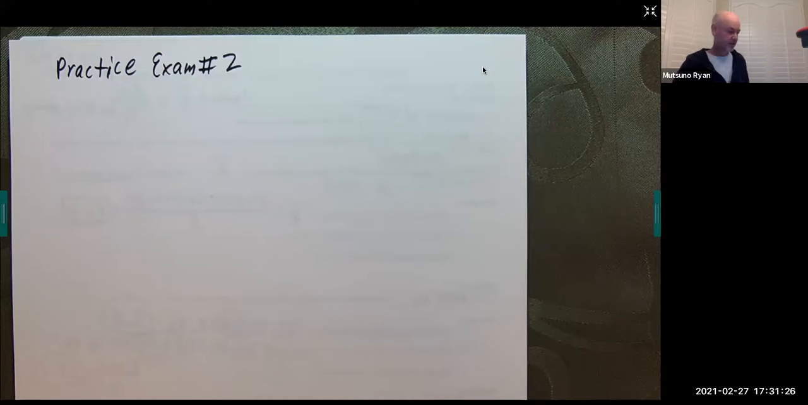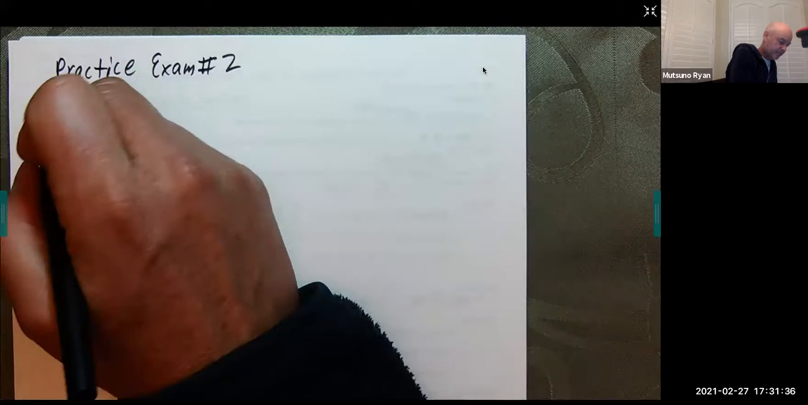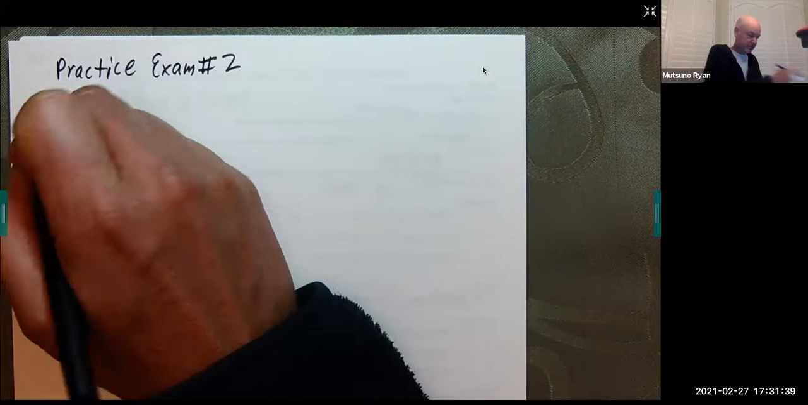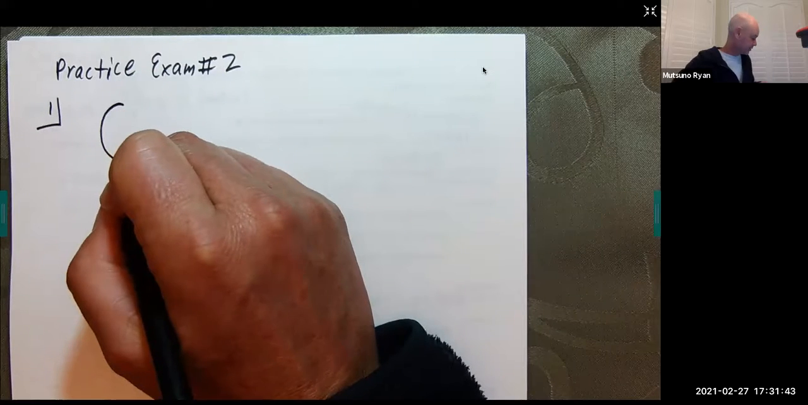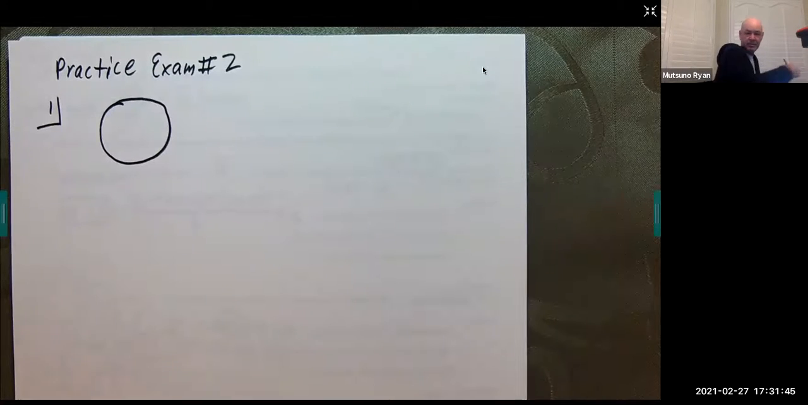Everybody, this is your practice exam for chapter 2, number 2, for your trigonometry class. I'm just going to jump into it, and we'll start with number 1. Number 1 starts with a circle. I'm going to pretend like that's a circle. And we have a central angle.